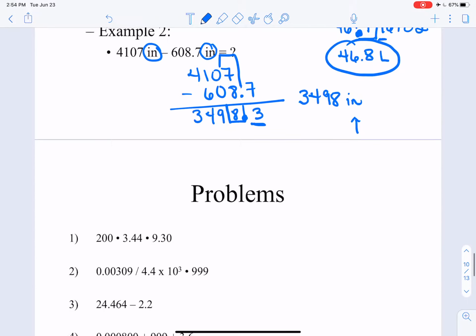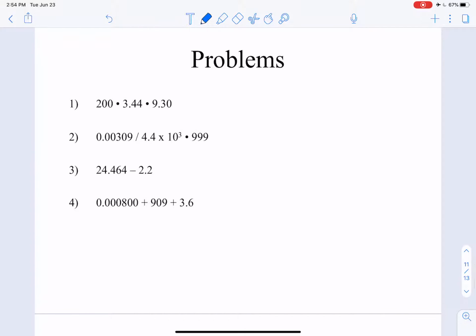Okay, so let's practice some. Yay! So we have 200 times 3.44 times 9.30. 200, we've got one significant figure there. Those zeros are placeholders. 3.44 is how many? That's 3 significant figures. And 9.30, how many sig figs? We have 3 sig figs here. We've got a 0 all the way to the right in a decimal number. So that 0 in 9.30 is not a placeholder. That's telling you that your measuring device is better than a measuring device that measured something at just 9.3.